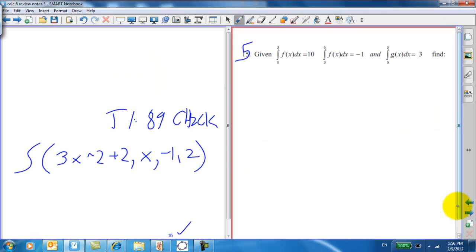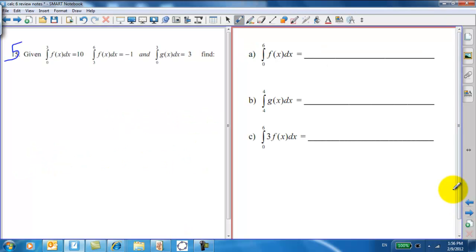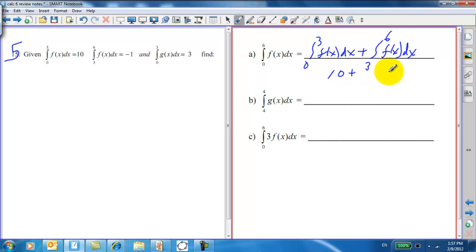Okay, now it's an interesting problem where you're given a lot of information, but you're not given the actual function f of x. We're given that the integral from 0 to 3 of f of x dx is 10. From 3 to 6, it's negative 1. And from 0 to 3 of g of x is 3. So find all these. Integral from 0 to 6. Well, we can do this by adding up the integral from 0 to 3 of f of x dx plus the integral from 3 to 6 of f of x dx. And that's just then going to be 10 and negative 1, and you get 9.